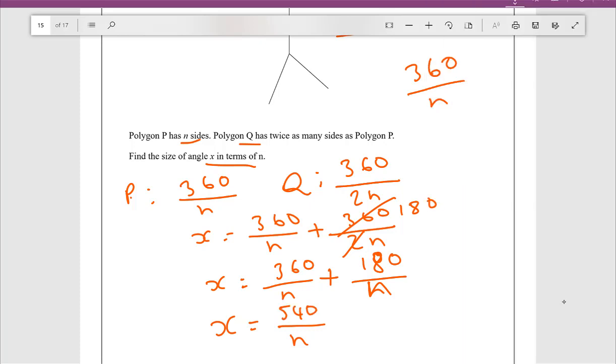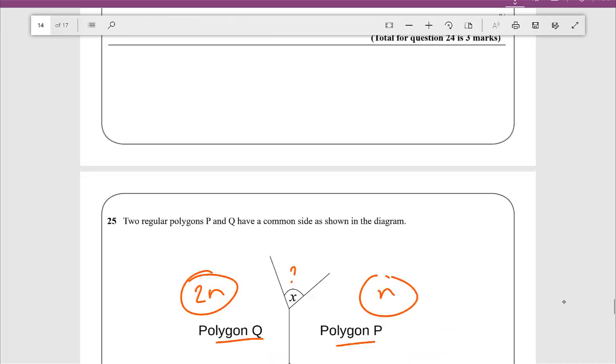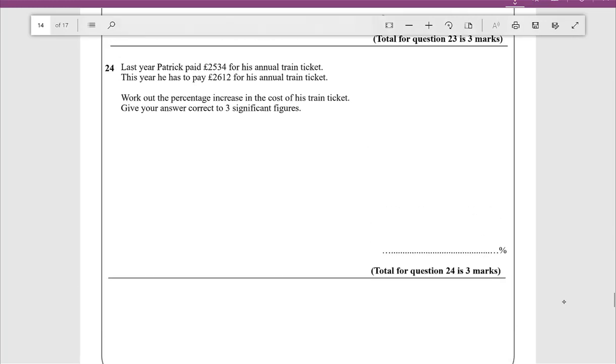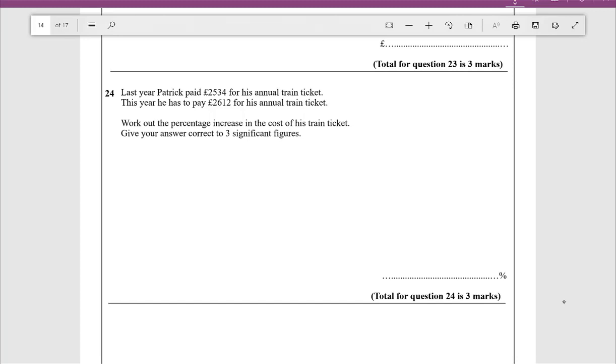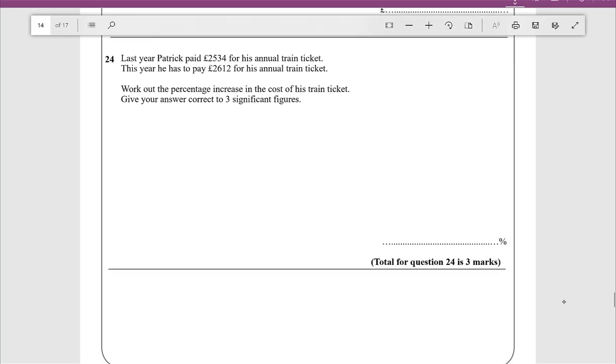So we've got 540 over n, and it's asking us to find the size of angle x in terms of n, and we found the answer in terms of n, and we got n in our answer. So that's our answer. If you're not sure about the formula of exterior interior angles, please do check it out because that's another good question that possibly could come up in your paper 3 GCSE Maths Edexcel Foundation and Higher exam. Number 24.